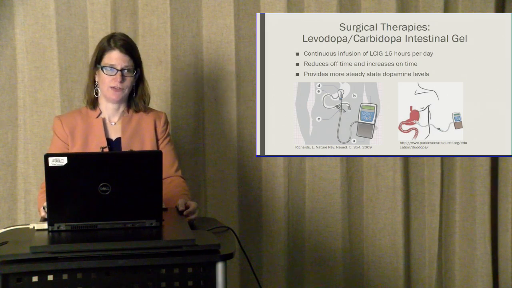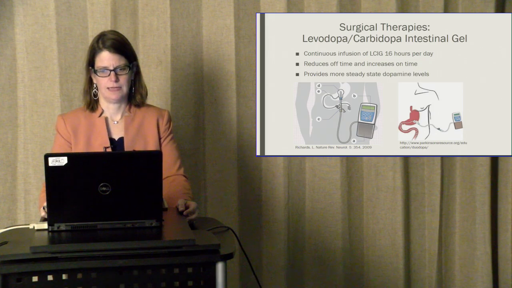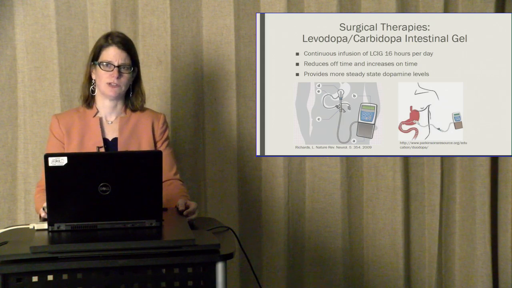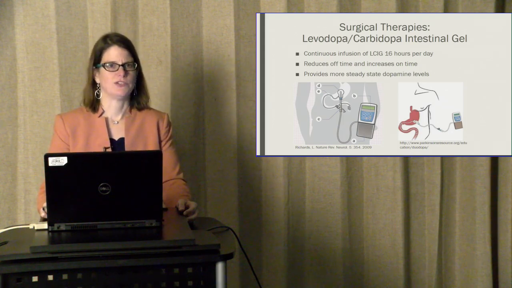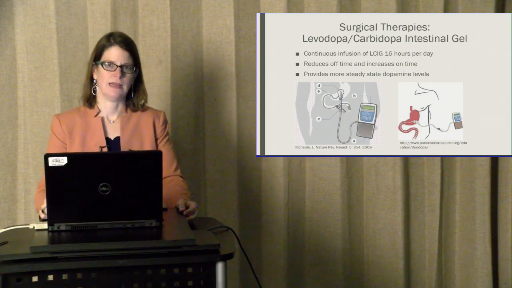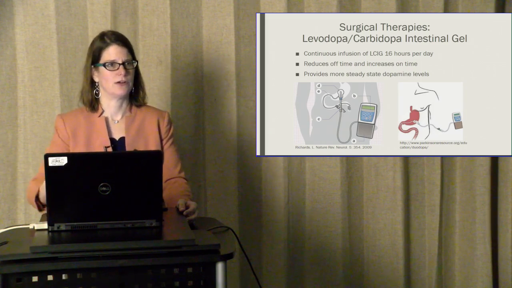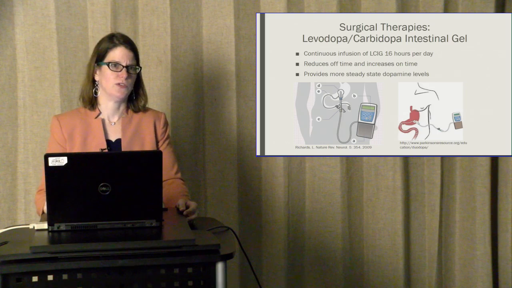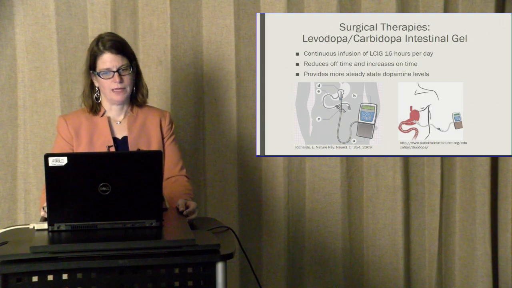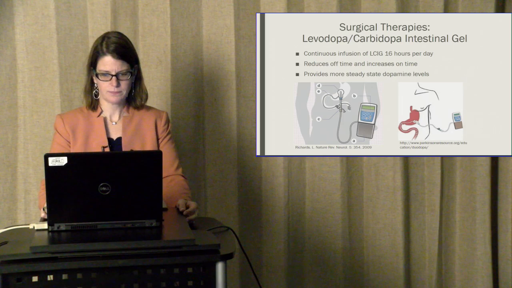So I mentioned earlier the surgical therapies. There's the carbidopa levodopa intestinal gel, and it's actually a continuous infusion through a tube in the gut that goes for 16 hours continuously through the day. And the patients also have a button that they can push to give a boost if they need extra. This allows more stabilization of the dopamine in the system so that there aren't those fluctuations. So this is a very useful therapy for people who are having wearing off. It does reduce off time and increases the time on, and it provides more steady state levels.